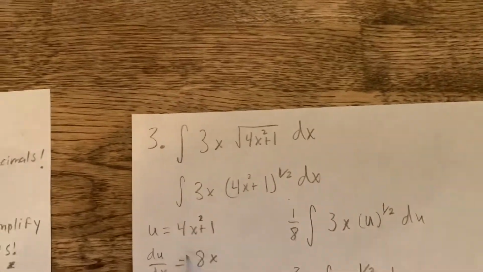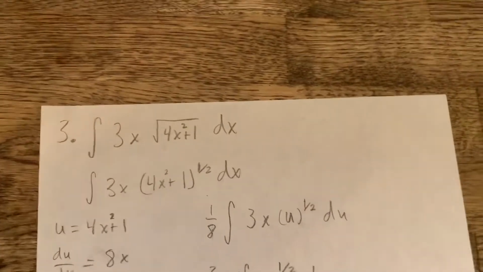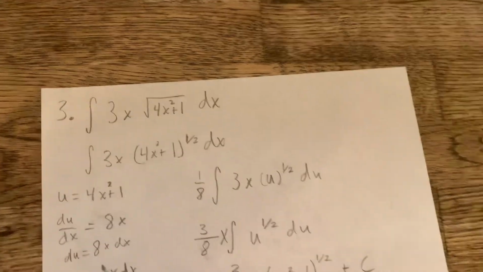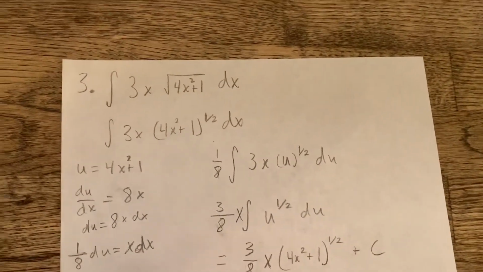And then we could basically just set the inside, 4x squared plus 1, equal to u, and get that du over dx would be 8x, and that would make du equal to 8x dx.